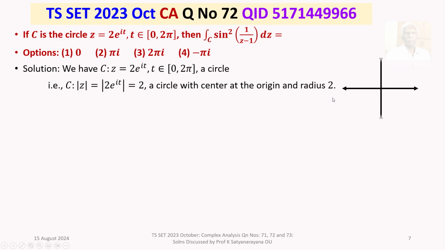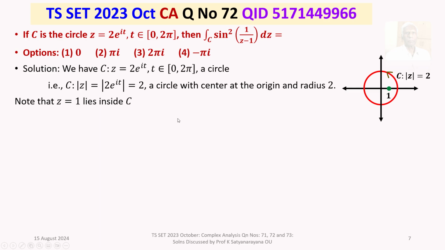Agreed. So here this is your Argand plane and that's your circle. |z| = 2 is a circle with center at 0 and radius 2. And 1 by z minus 1 is appearing, therefore we talk about z = 1. So note that z = 1 lies inside C.